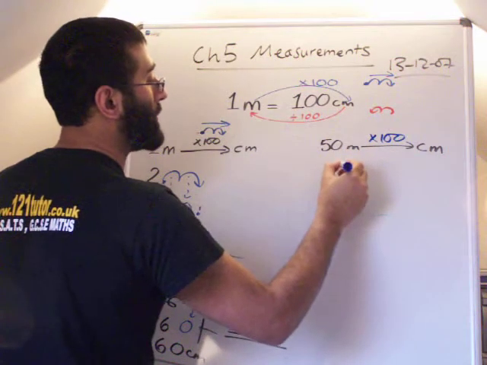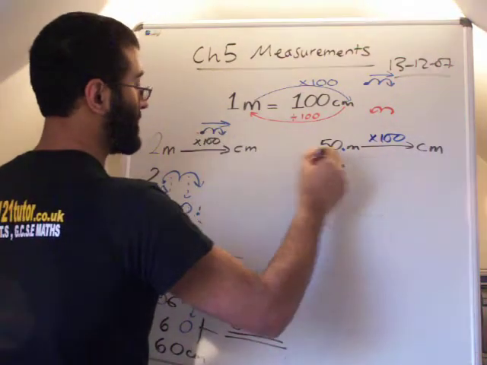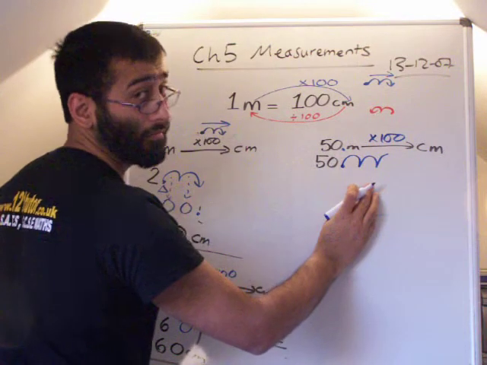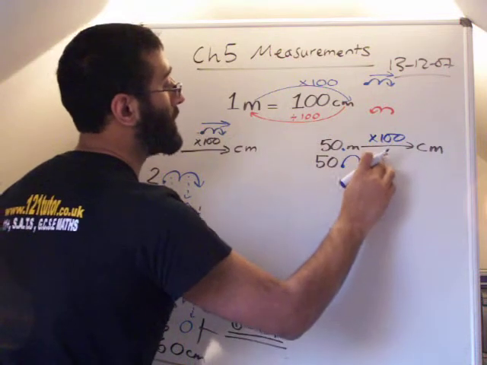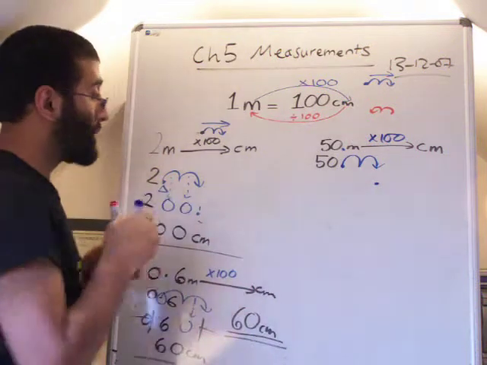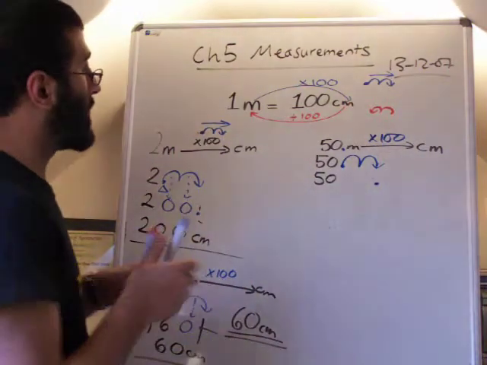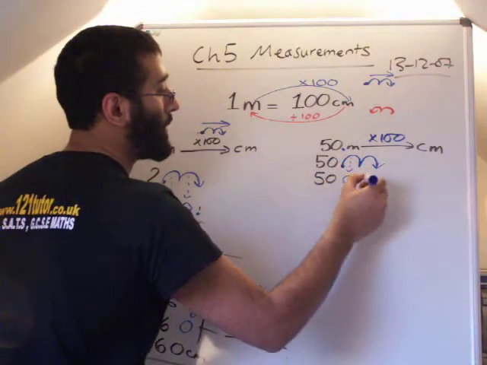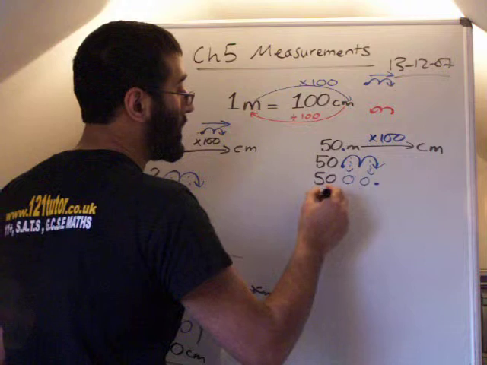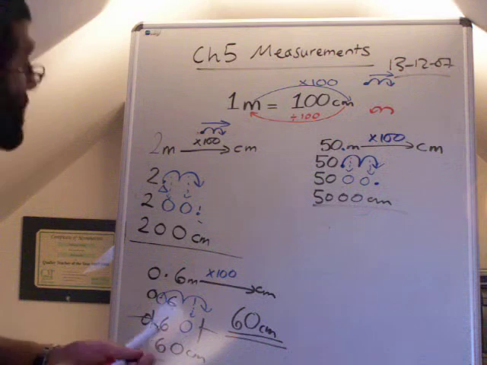Okay, times by 100, find the decimal point at the end, copy the number down. We go 1, 2, any more than 2? No, just 2. So we go just 2 forward, drop the decimal point down, copy everything down that we have, 5, 0, and put 0 in this empty gap, and another 0 over here. So we have 5,000 point, which translates into 5,000 centimeters.